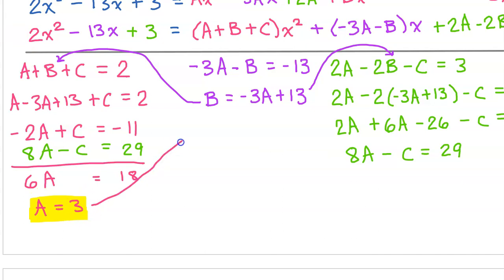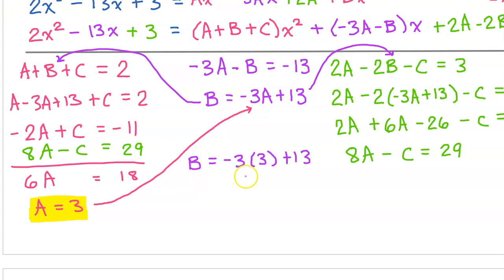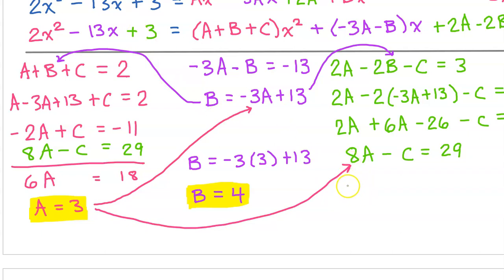We can find b by substituting 3 in for a right here. b equals negative 3 times 3 plus 13, so b is equal to 4. We can also find c by substituting 3 in for a right here. So we get 8 times 3 minus c is equal to 29. In other words, 24 minus c is equal to 29. Adding c to both sides and subtracting 29 gives us c is equal to negative 5.